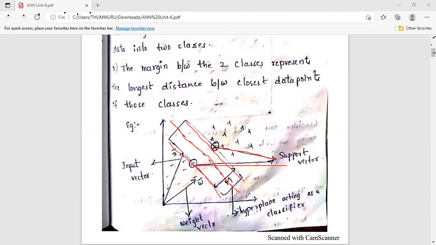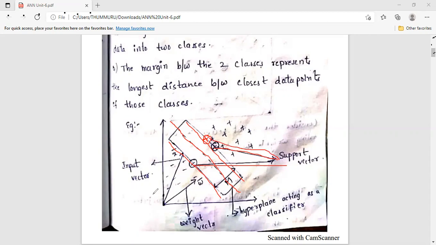Why? Because I have drawn some margins. Which one? The last point of class 1 and the last point of class 2 towards the hyperplane. If you may have two data points, then these two plus points are the support vectors here.